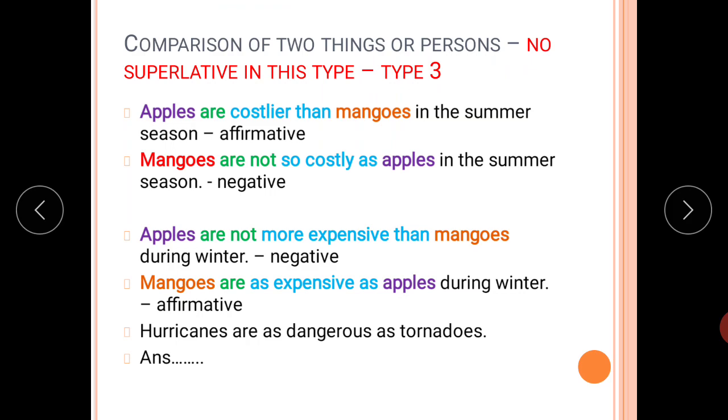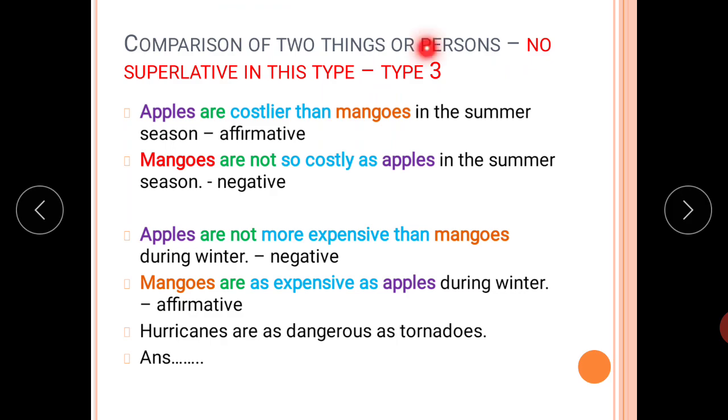Okay, that is comparison of two things or persons. Here, the comparison is made only between two, not with many. This is type 3. I've given two examples. But you must remember that there is no superlative, because only comparative can be made between two. If there are more than two, only then can we bring the superlative. But here there is no superlative in this type, because it has been compared only with two things or two persons.